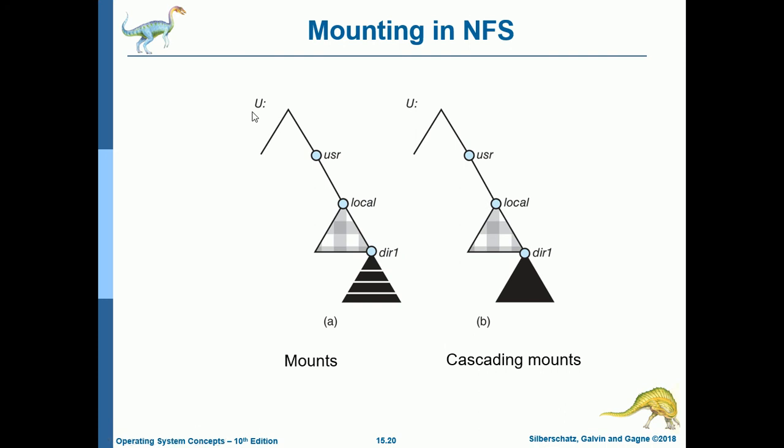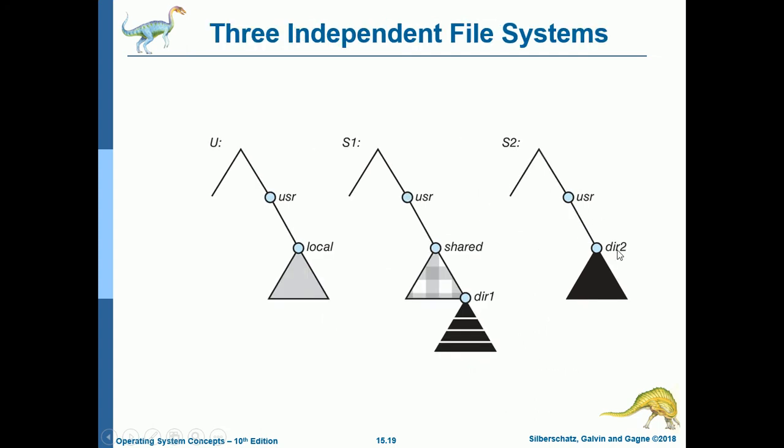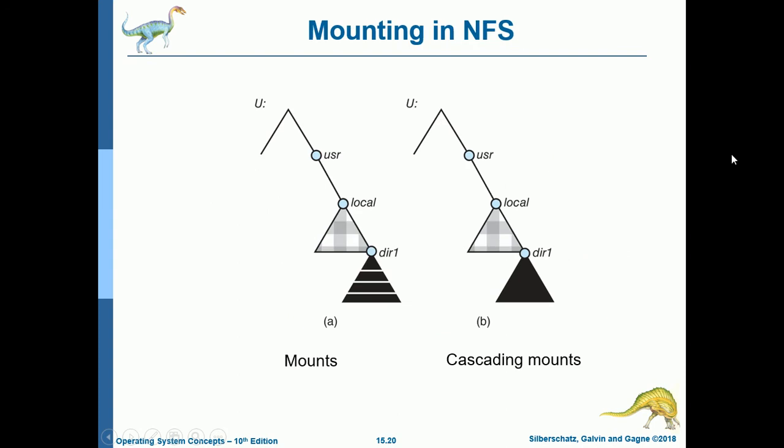Okay, and then next is letter B, the mounts. What are cascading mounts? What if S2 is mounted in U, while there is also S1? The local is still the directory shared by S1, but as you can already see, since S2 is also mounted in U, in which S1 is already mounted, the directory 2 can be seen in the cascading mounts. This is the directory of S3. So that is what we call the cascading mounts.